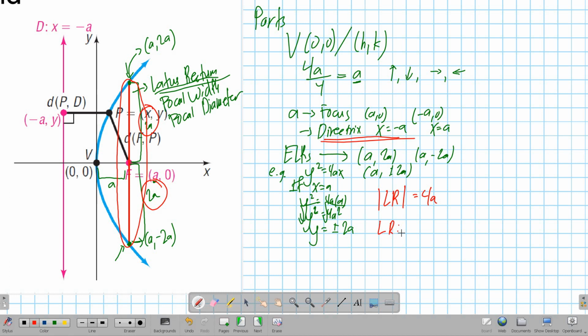And take note that the directrix and the latus rectum are parallel, which would mean that if the directrix is x equals something, a vertical line, then the latus rectum is also x equals something, another vertical line, and vice versa. If the directrix is y equals something, a horizontal line, then the latus rectum is also y equals something, another horizontal line, which depends on the position.